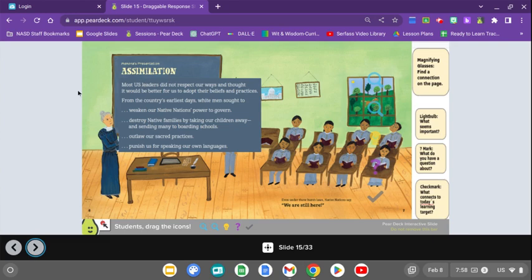Assimilation. Most U.S. leaders did not respect our ways and thought it would be better for us to adopt their beliefs and practices. From the country's earliest days, white men sought to weaken our native nation's power to govern, destroy native families by taking our children away and sending them to boarding schools, outlaw our sacred practices, and punish us for speaking our own languages. Even under these harsh laws, native nations say we are still here.